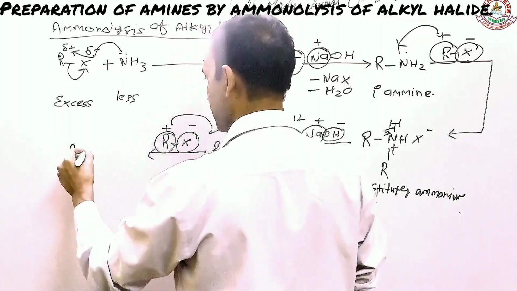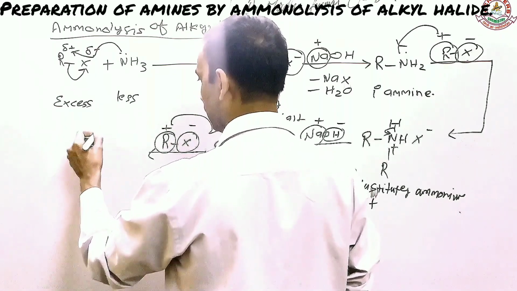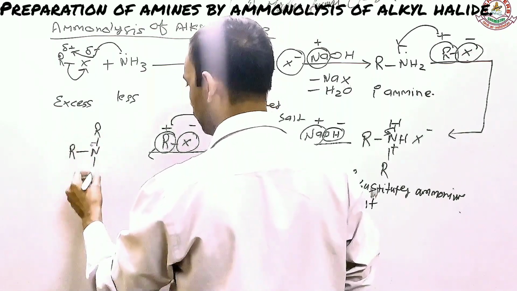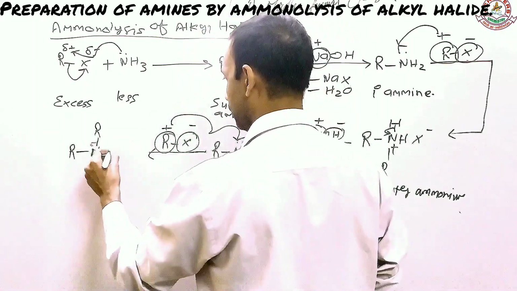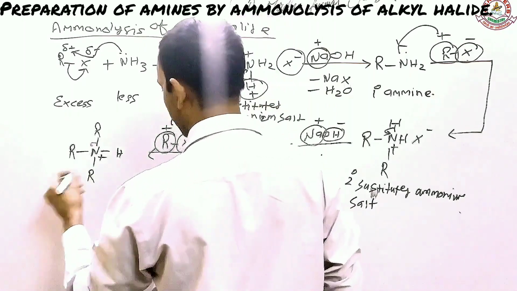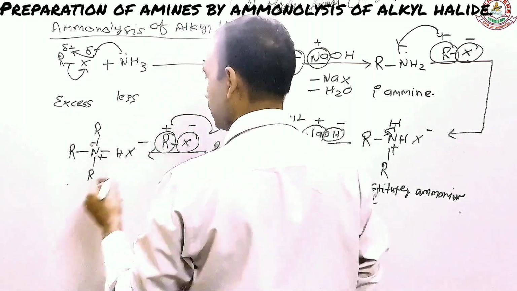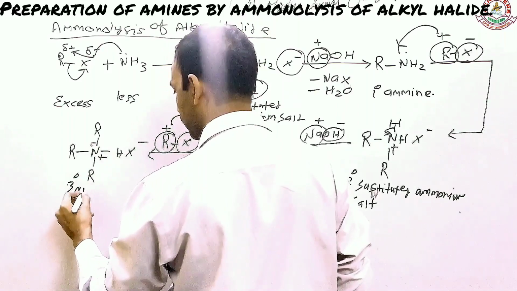So R, you have N here, you have another R, and you have one more R right here. Along with that, you have H and a positive charge, and again an X also. So this is your 3 degree ammonium salt.